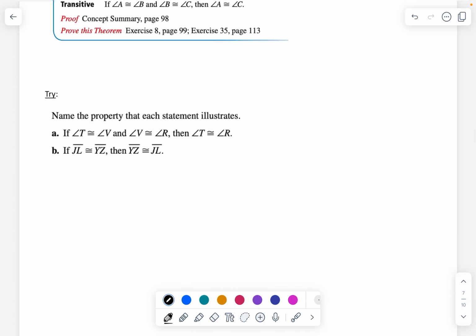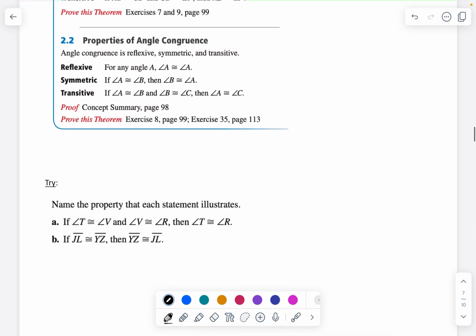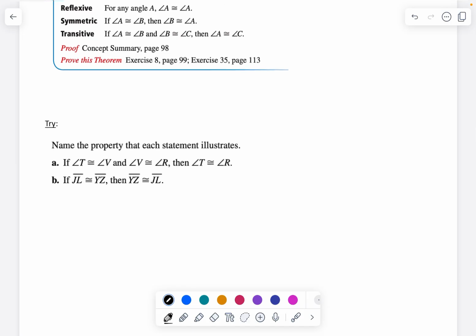Okay, so we're going to name each property that the statement illustrates. Now, again, I'm not going to be overly particular. We don't have to say segment or angle when we talk about reflexive or things like that. So these are about angles. If T is congruent to V and V is congruent to R, then T is congruent to R. So we just need to say transitive. That's it. And then finally, the last one, we can see that would be symmetric. The end.